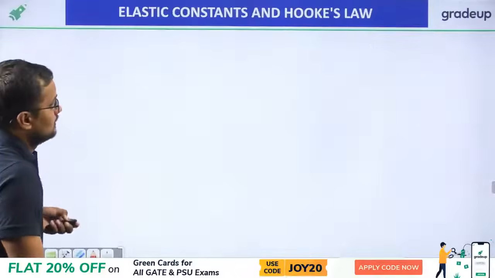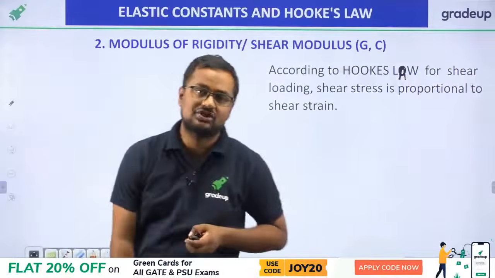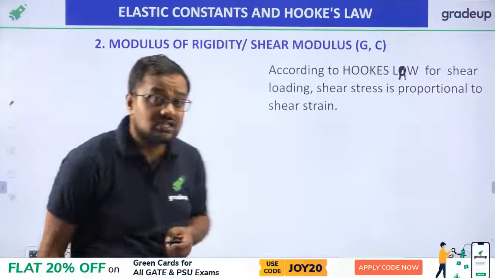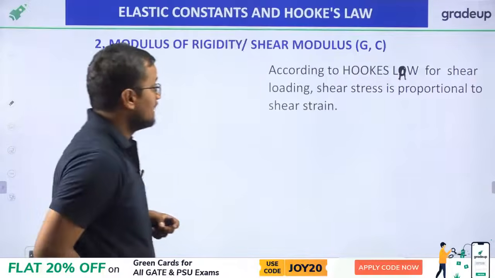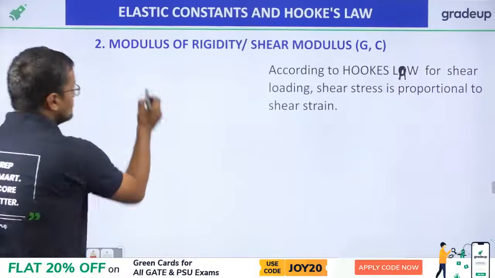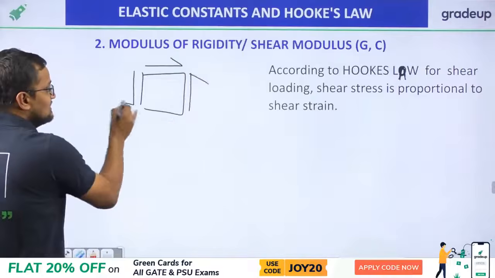Okay. My friends, let us take the next elastic constant, that is the modulus of rigidity, sometimes also called the shear modulus. Suppose this is a body, my friends. Suppose this is a body. I apply a shear like this.